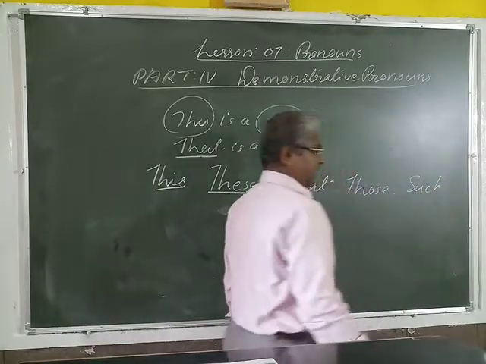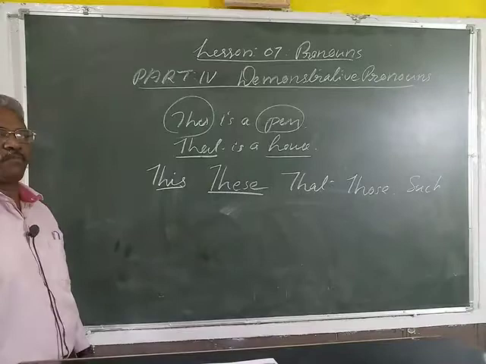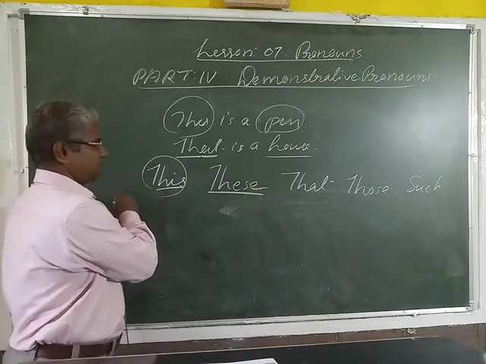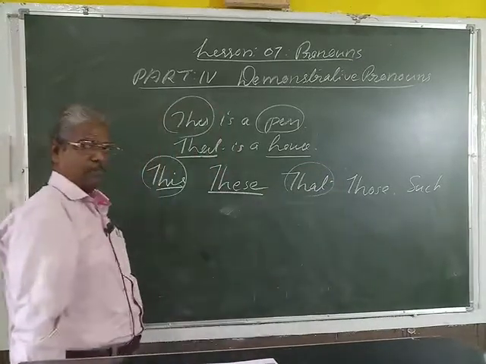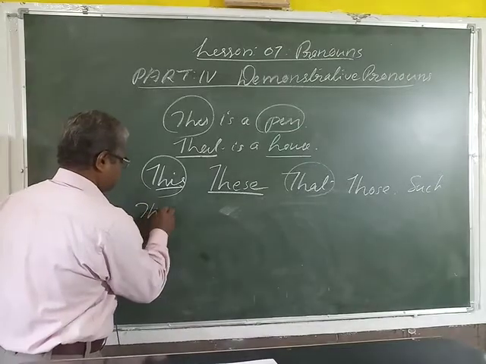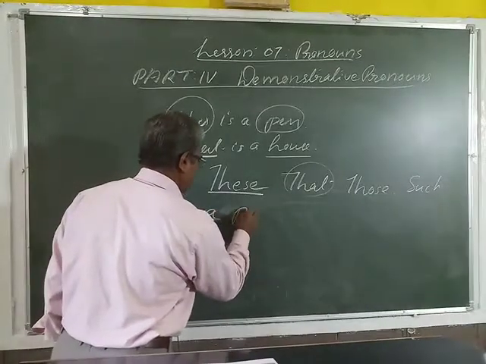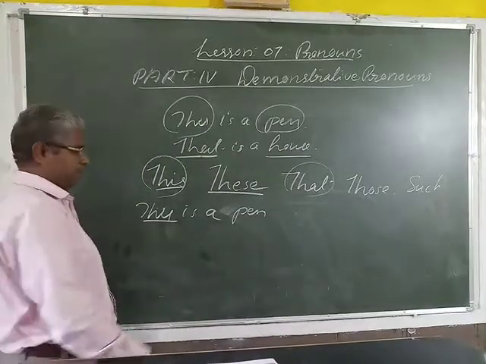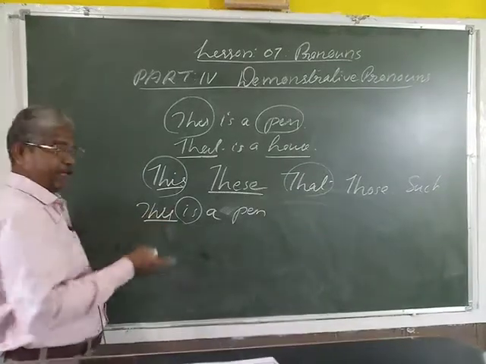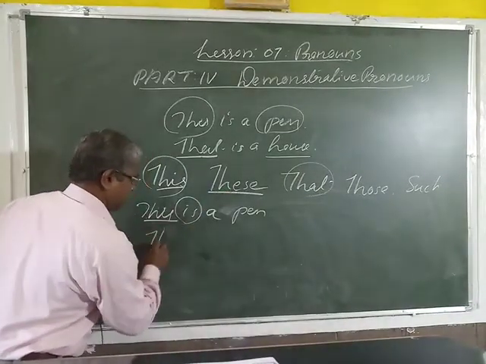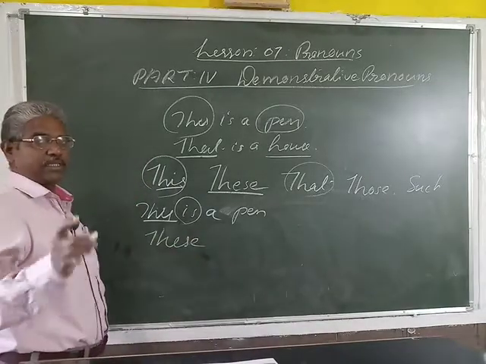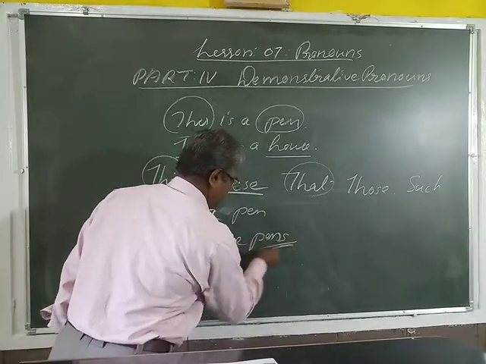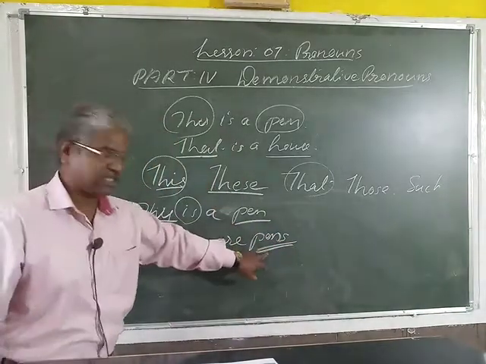Then we can write such. Such also: such a kind of special, such kind of pictures, such kind of works, like that. Here, this is singular and this is also singular. This is a pen. After this pronoun we use is. But if we use the plural demonstrative pronoun these, after it is will not come, are will come. These are pens. Look at pen singular, pens plural.